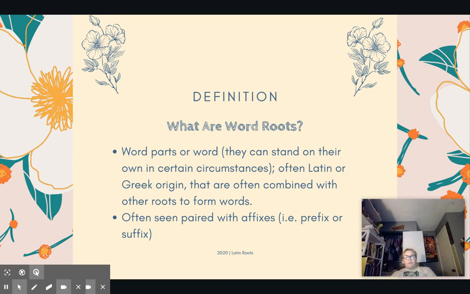All right, so before we get into what a Latin root is, we want to understand first what a word root is. I think this is something that really needs to be distinguished. Basically, a word root is a word part or a word because it's one of the few that can stand on their own. And then often they're found in Latin or Greek origin and can be combined with other roots to form words and can also be paired with affixes, which is just a really fancy way of saying prefix or a suffix.